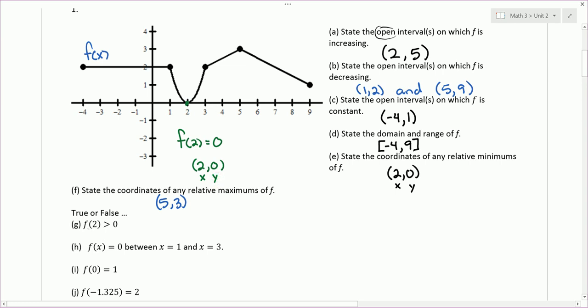So now back to our statement. Well, f of 2 is equal to 0. That's saying f of 2 is greater than 0, so that's false.